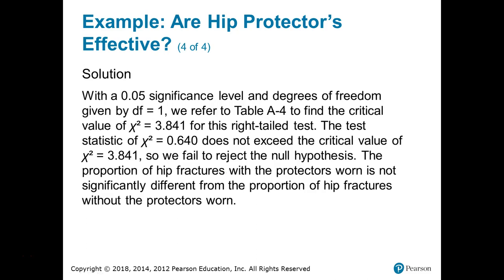So with a 0.05 significance level and degrees of freedom given by df equals 1, which is (2 minus 1) times (2 minus 1), we refer to Table A-4 to find the critical value of chi-squared is 3.841 for this right-tail test. Our test statistic of 0.640 does not exceed that critical value, so we fail to reject the null hypothesis. That concludes Chapter 11, Section 2.